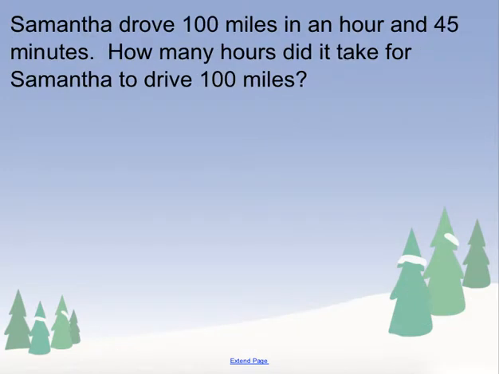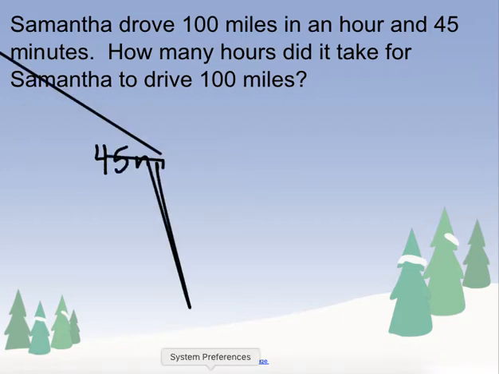Now, if we have some mixed units and want a single unit, one of the ways we can do this is by converting just the part that needs to be changed into the single unit. For example, Samantha drove 100 miles in an hour and 45 minutes. How many hours did it take Samantha to drive 100 miles? I don't want the hour and 45 minutes; I want the decimal answer for how many hours. So I don't need to convert the hours, but I do need to convert the 45 minutes.